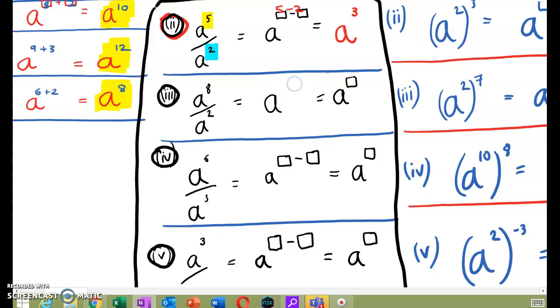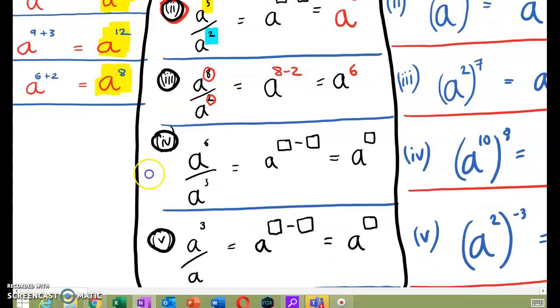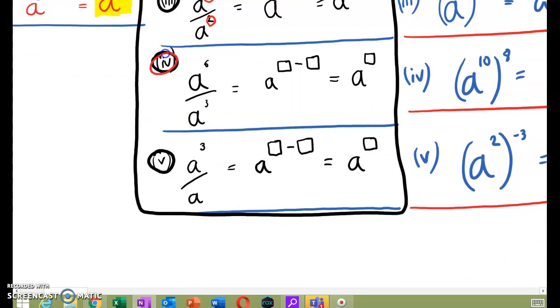Part 3. It's going to be a to the power of 8 minus 2. Remember, top power minus the bottom power. And when you do that, you get a to the power of 6. Part 4. It's a to the power of 6 divided by a to the power of 3, which means a to the power of 6 minus 3, which means my answer is a to the power of 3.